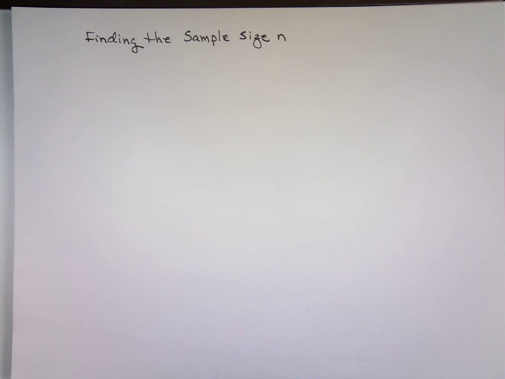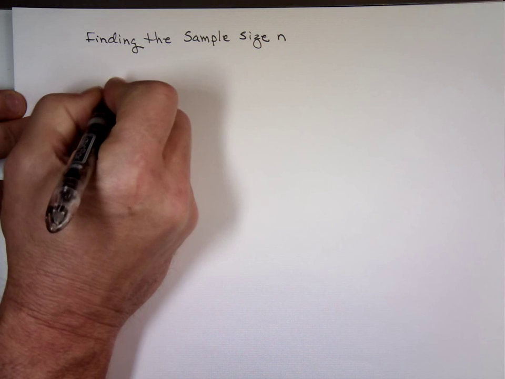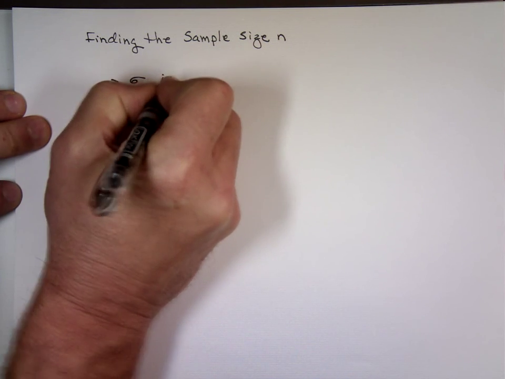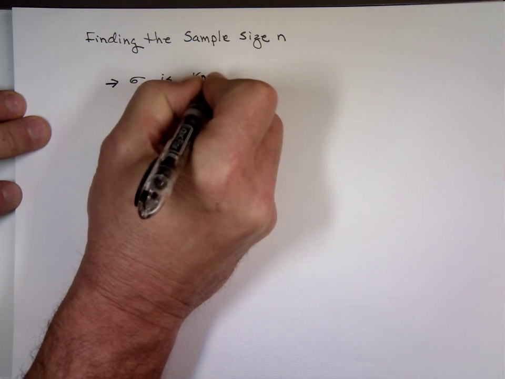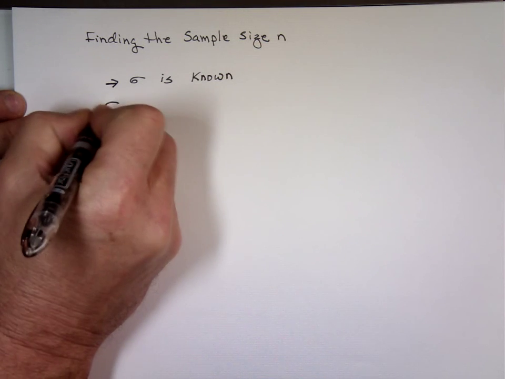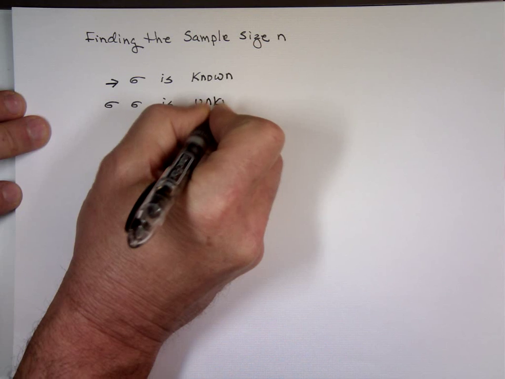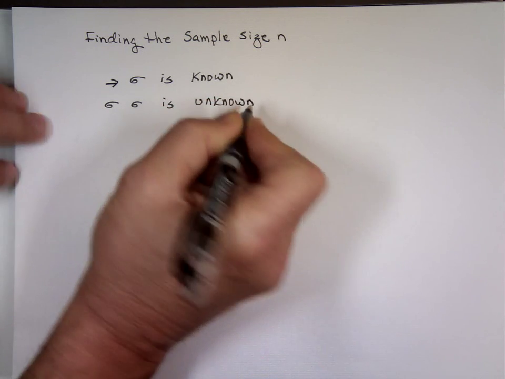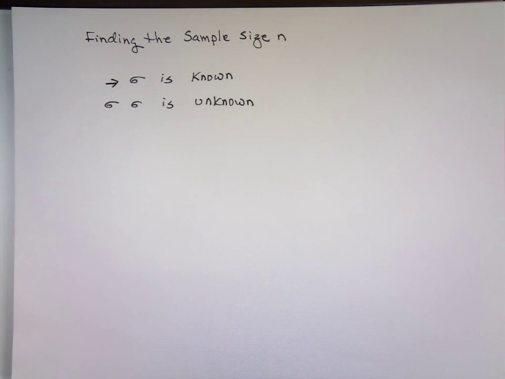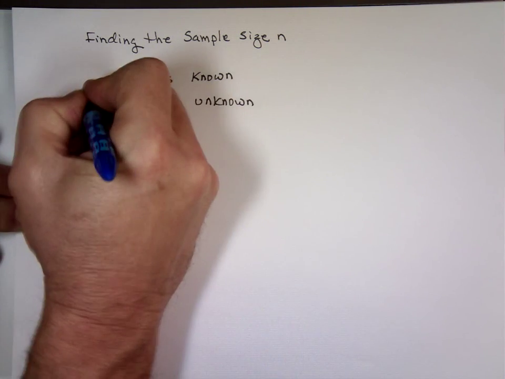We'll do actually both, finding the sample size n. We'll do one case when sigma is known, and we'll do one when sigma is unknown. So let's do the first one. Sigma is known. That's what I'm going to do. So let's check this one. We know sigma.